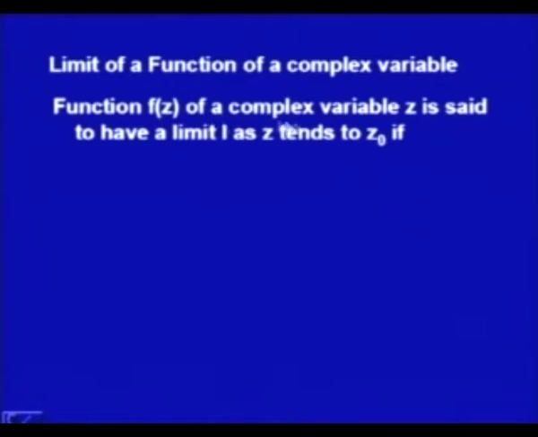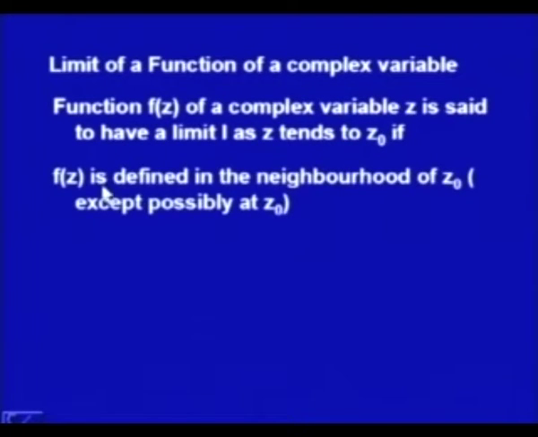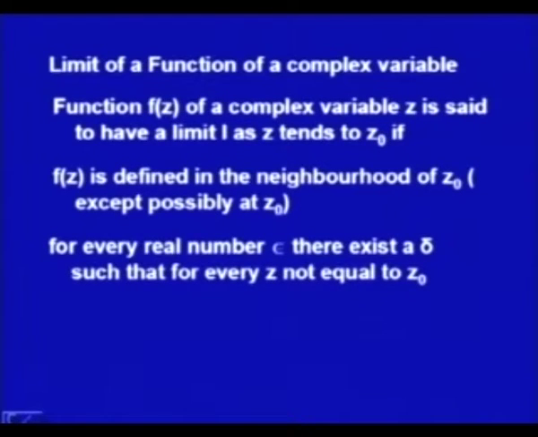So, let us say f(z) is a complex variable function, z is the complex variable, then this function f(z) has a limit L as z tends to z naught if it satisfies two conditions. The first is f(z) is defined in the neighborhood of z naught except possibly at z naught. Further, for every real number epsilon which has to be positive, there exists a positive delta such that for every z not equal to z naught we have modulus of z minus z naught is less than delta implies modulus of f(z) minus L is less than epsilon.